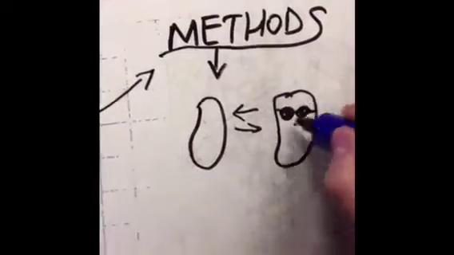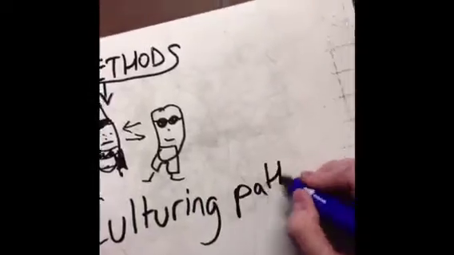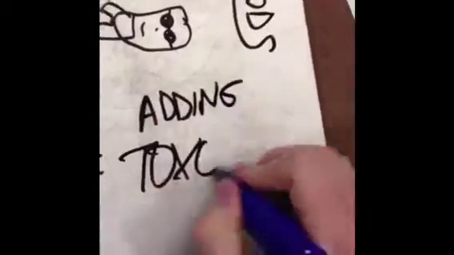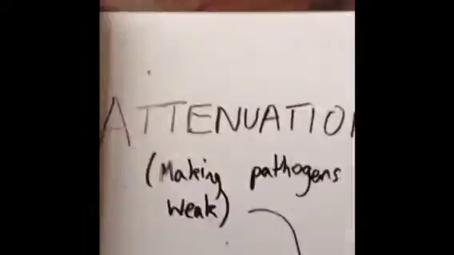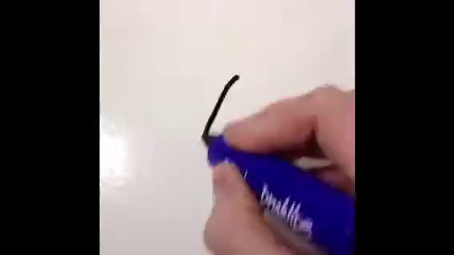Now, there are various methods of doing this. One of them is by culturing these pathogens in different temperatures. Look at them. That one's got a scarf, that one's got sunglasses. You see what I did there? Now, another method of attenuation is adding toxoids, or is it toxins? Ask Corey in a minute. This stimulates a primary response when put into the body.